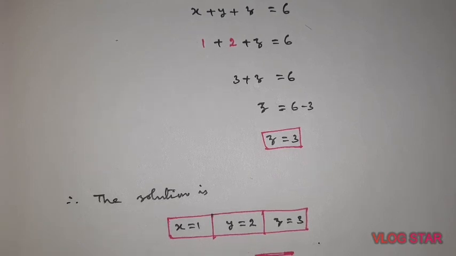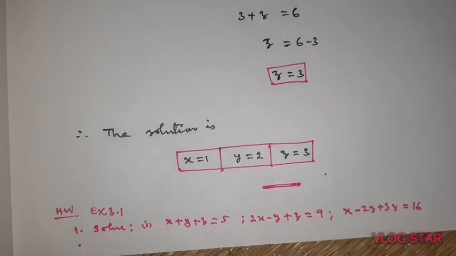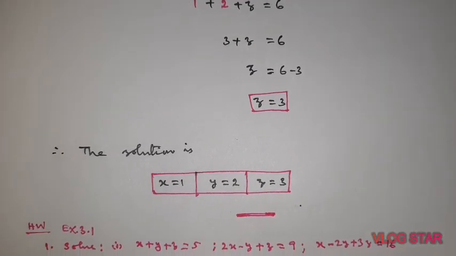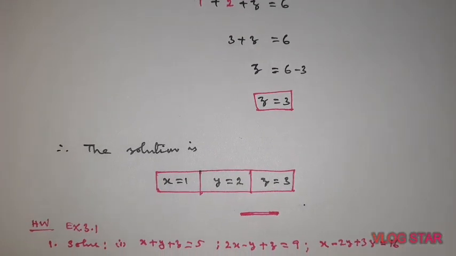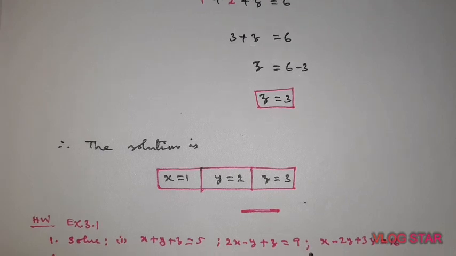The problem is over. Now one homework in exercise 3.1 in the Tamil Nadu textbook. The first one, sub number 1: x plus y plus z is equal to 5, 2x minus y plus z is equal to 9, x minus 2y plus 3z is equal to 16. So solve this, try this. Find the values of x, y and z.